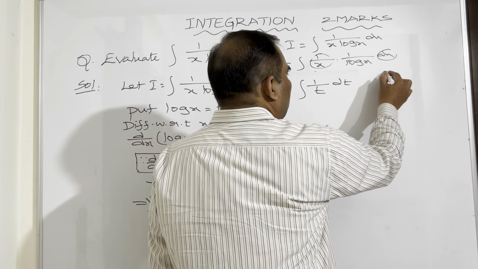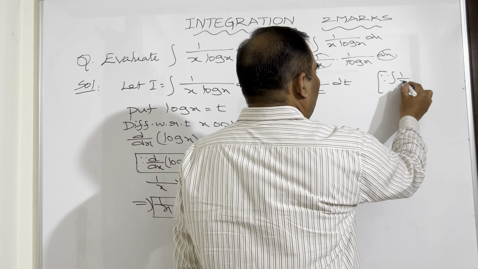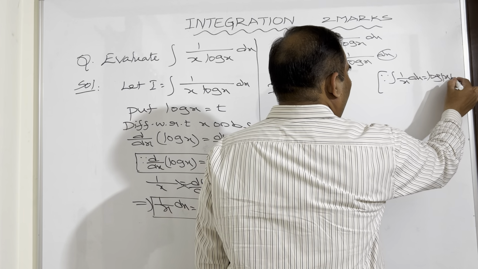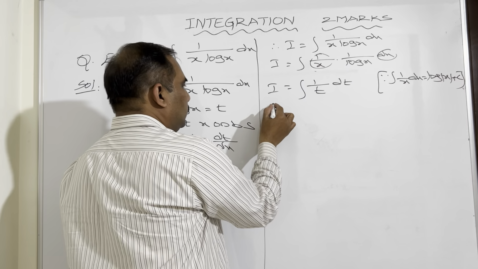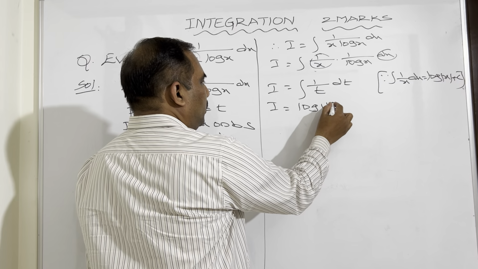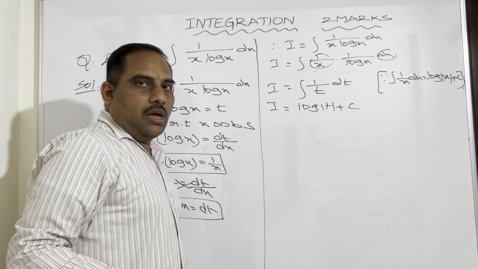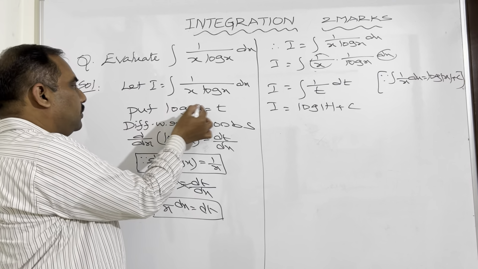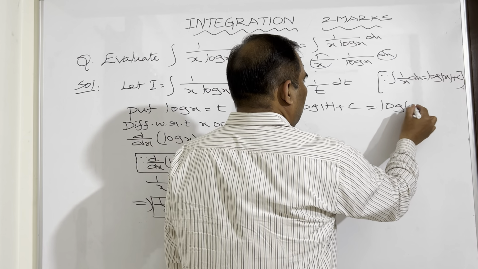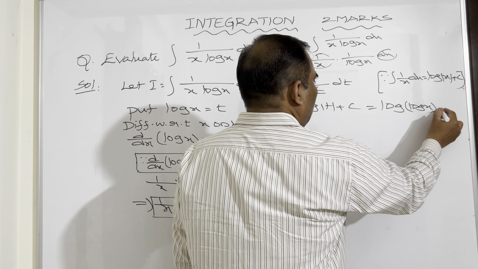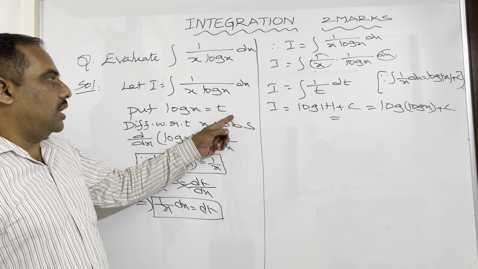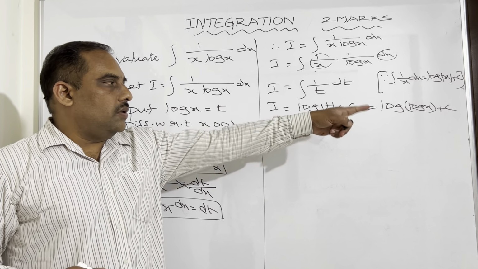We know that integral 1 by x dx, we have seen in other problems also, is log mod x plus c. So I is equal to, 1 by t integral is log mod t plus c. Now t is replaced by what we have taken, t is log x. So that is log of log x plus c, which is the integral of the given function.